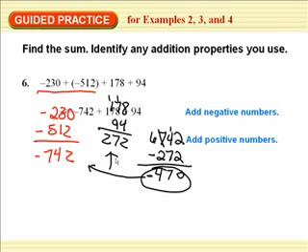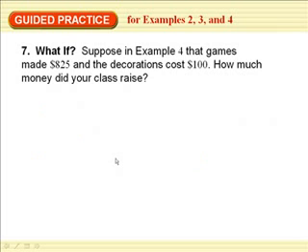Let's see what they did. I think they did the same thing and came up with negative 470. Same thing we did. So the last guided practice says, what if? Suppose in example 4 that games made $825 and decorations cost $100. How much money did the class raise?